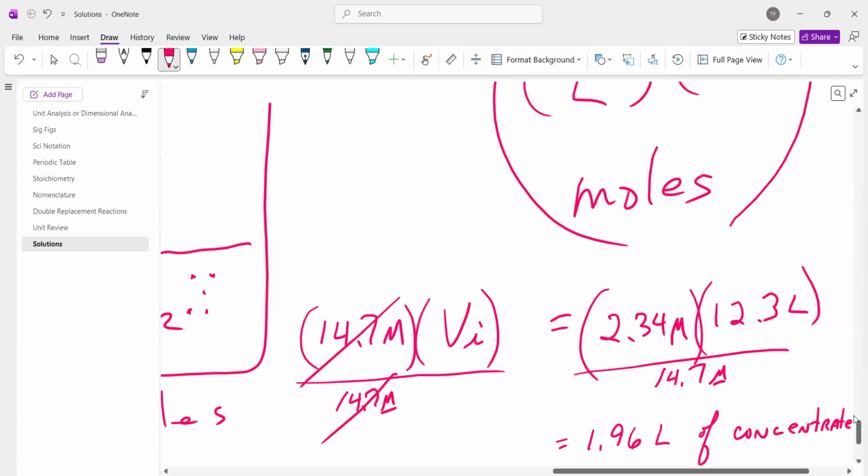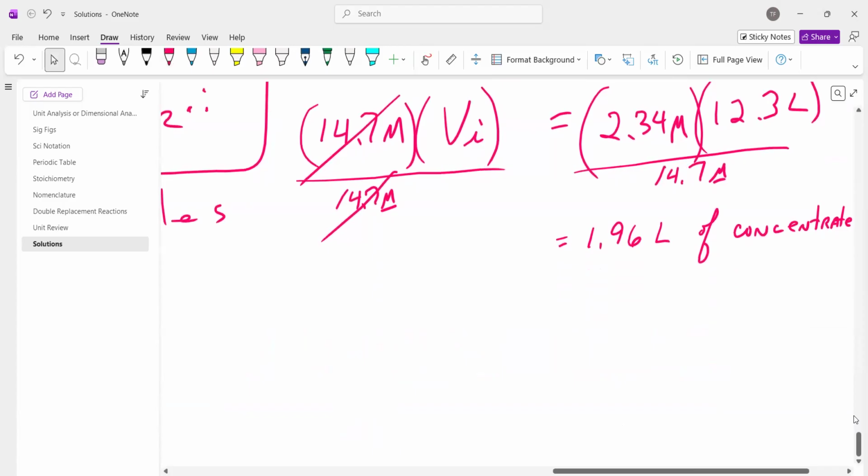Okay, so we're going to take, now these are the instructions, how to make.